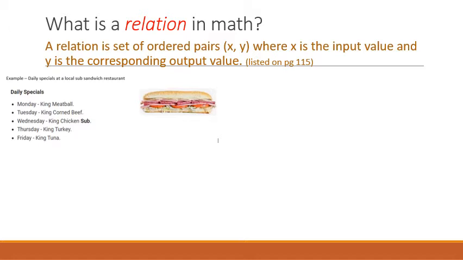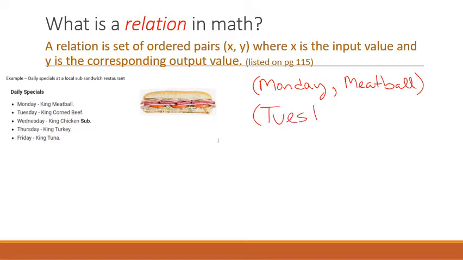So, on Monday, that's your input. Your input's Monday. And on Monday, what's the special? What's the output? The king meatball. So I'm going to just say meatball sandwich. All right. The next day, our input is Tuesday. So on Tuesday, what is the related output? The king corned beef.